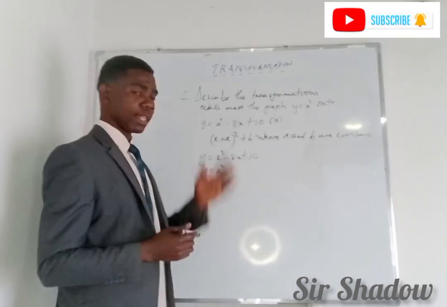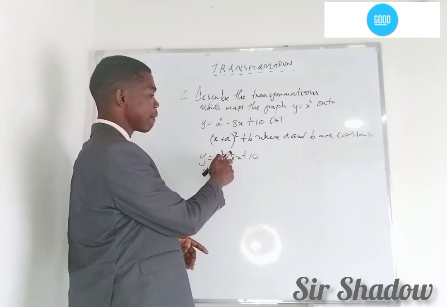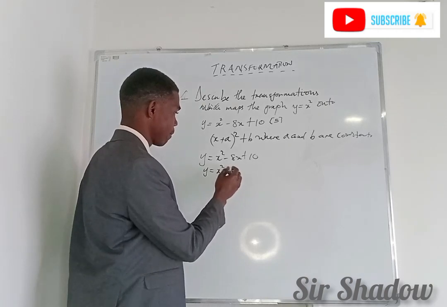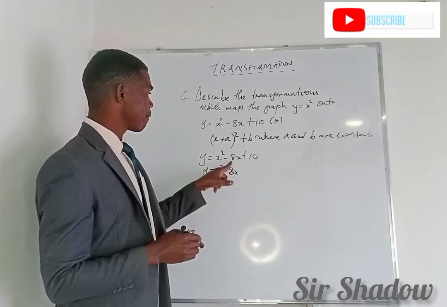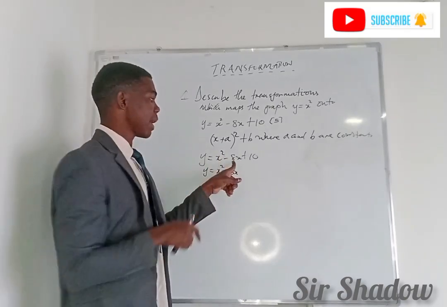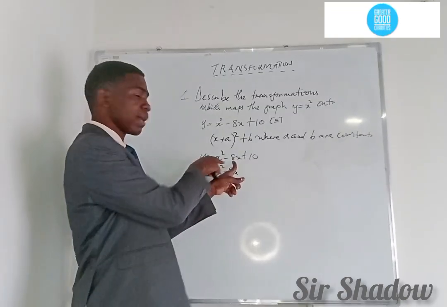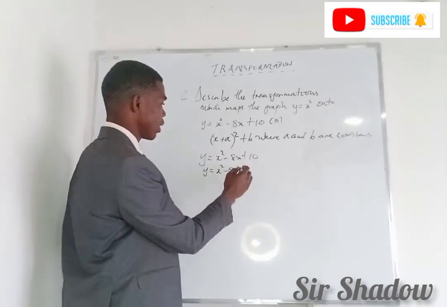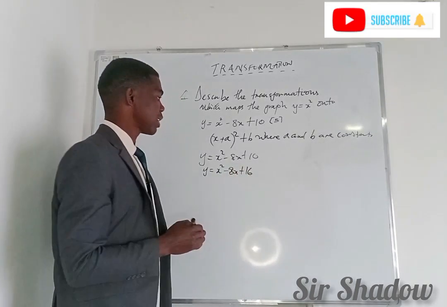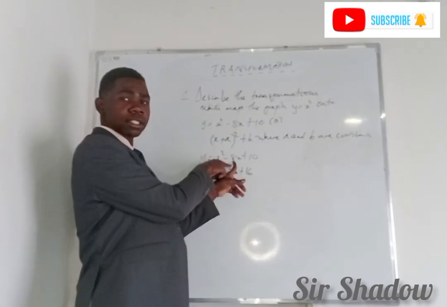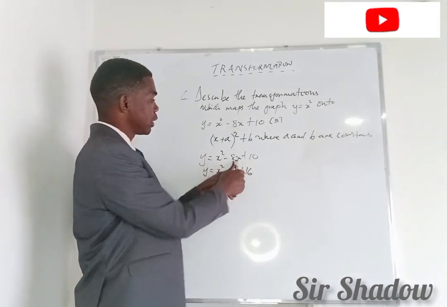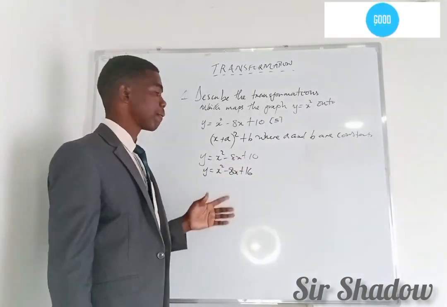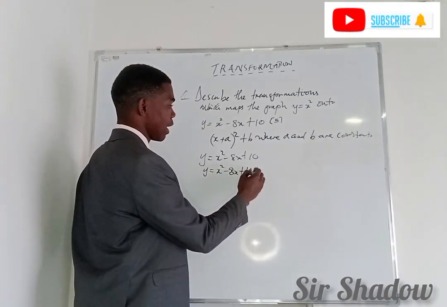The law of completing the square says that you have to add half the coefficient of x, squared, to this part. Half of the coefficient of x, where the coefficient of x is minus 8. So half of minus 8 is minus 4. Minus 4 squared is 16. So we add 16, then plus 10.